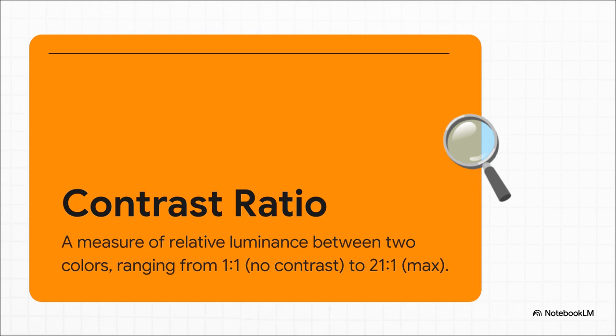So, what even is a contrast ratio? Basically, it's just a way to measure the difference in brightness between two colors. Think of it like a scale. On one end, you've got 1 to 1. That's zero contrast, like white text on a white background. Completely invisible. On the other end, you've got the maximum, 21 to 1, which is pure black on pure white. And our magic number, that 4.5 to 1, lands right in that sweet spot.